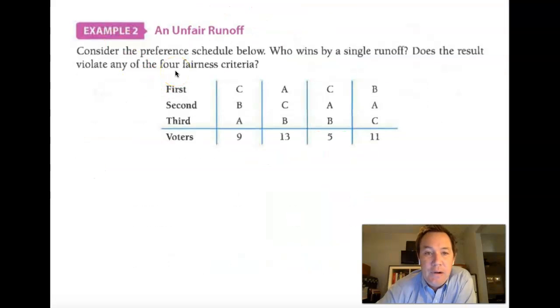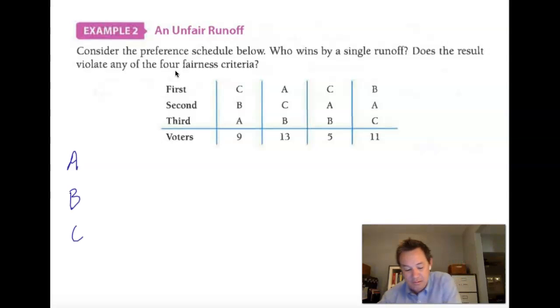Okay, we're going to get a little more practice here evaluating a specific election under the 4 fairness criteria. So we want to see who wins by single runoff in this election. And again, it's a 3-candidate election. So single runoff is where you take the top 2 and you eliminate the last place.